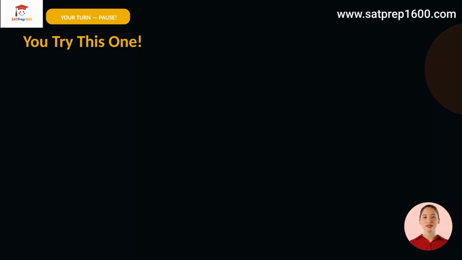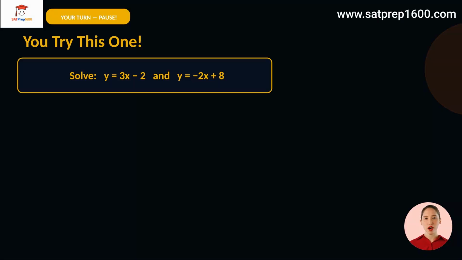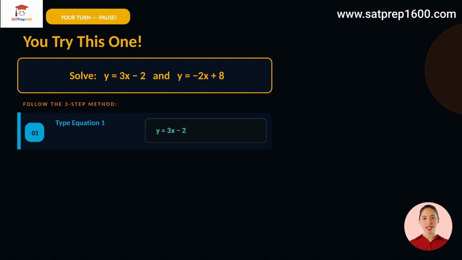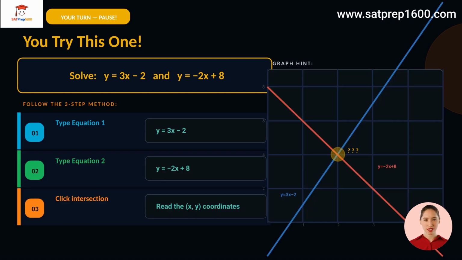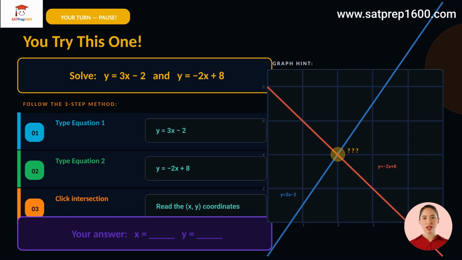Your turn. Pause the video and try this one yourself. Y equals 3x minus 2 and y equals -2x plus 8. Follow the 3-step method. Type equation 1, type equation 2 below it. Click the intersection and read the coordinates. What's your x? What's your y? Drop your answer in the comments before you scroll. We'll reveal it on the next slide. Take your time, pause now.